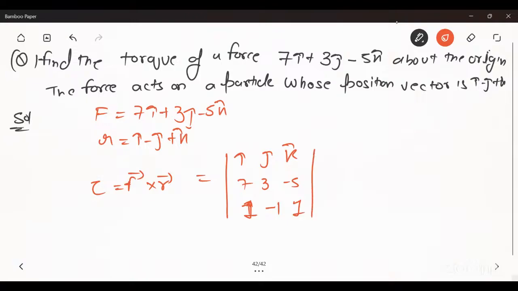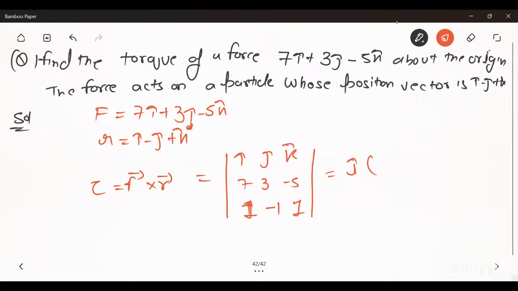Below the i cap I have to write the coefficient of i cap of the F factor, and below the j I have to write the coefficient of j cap of the F factor. So that was 3, and below the k I have to write the coefficient of k cap of the F factor, that was minus 5, and the coefficient of i, j, k in r is 1, minus 1 and 1. Now open it by row.